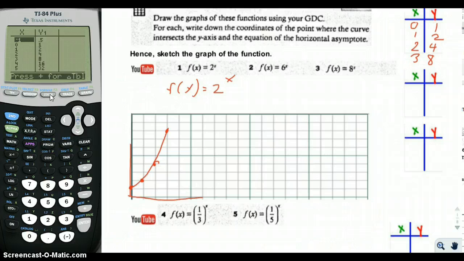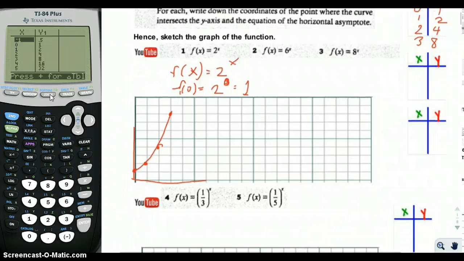One of the interesting things here is when x is 0, if I say, what is the function when x equals 0? It's equal to 2 to the 0. And remember that 2 to the 0 is equal to 1. Okay? So anything to the 0 power is 1. So that's 1.